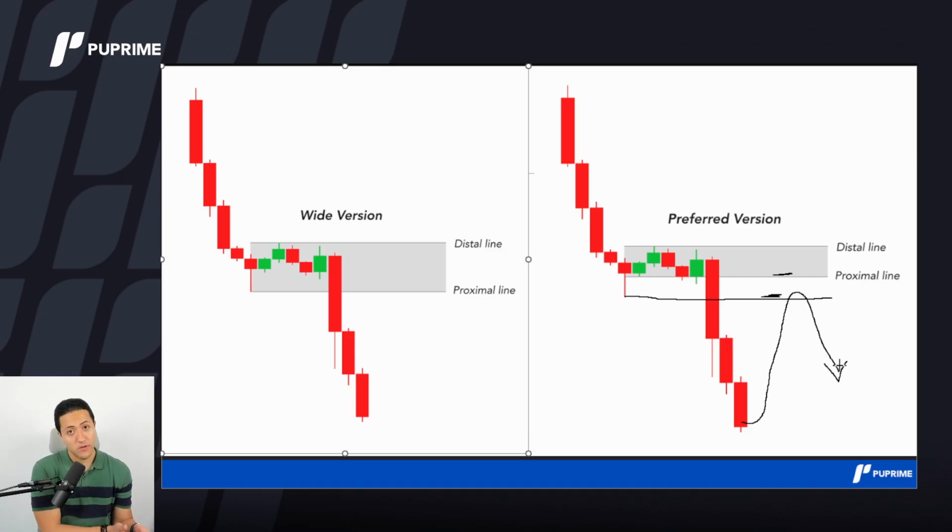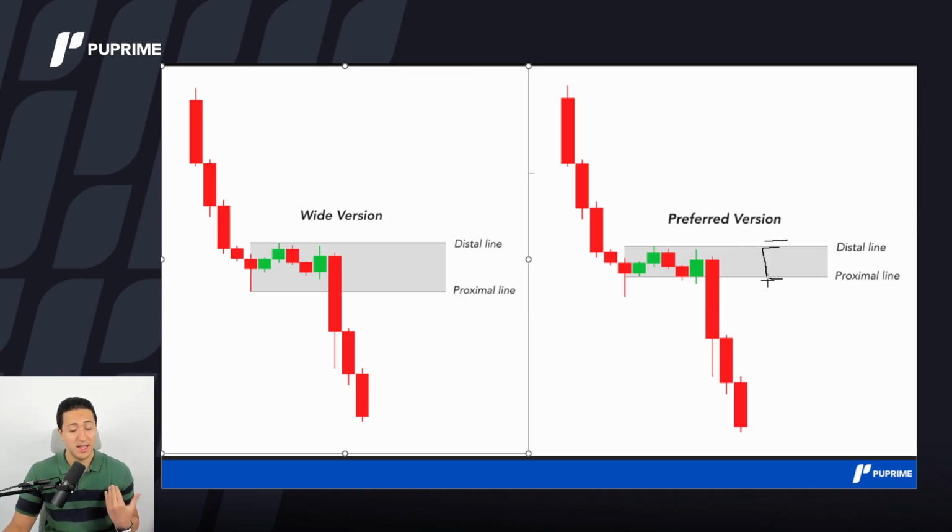So the wide version is more aggressive. You would be into more trades, but with more risk. And I use the preferred. I just want to limit my risk to this one, and it will be easier for me because where is your risk? If this is the distal line and you have your stop loss around here and I sell at the proximal line, this is your risk. This is 1R. If I want to get out with a risk to reward ratio of 1-2, I want prices to go down like this roughly.